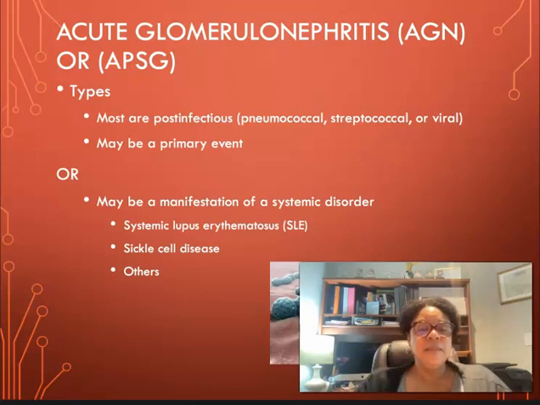All right, AGN or APSG. This basically is glomerulonephritis. So we are having an infection or inflammatory process after having a strep infection. Okay, sometimes it isn't associated with a strep infection. Sometimes it could be other conditions that could cause it, like sickle cell or lupus. But pretty much it's associated with having a strep infection.